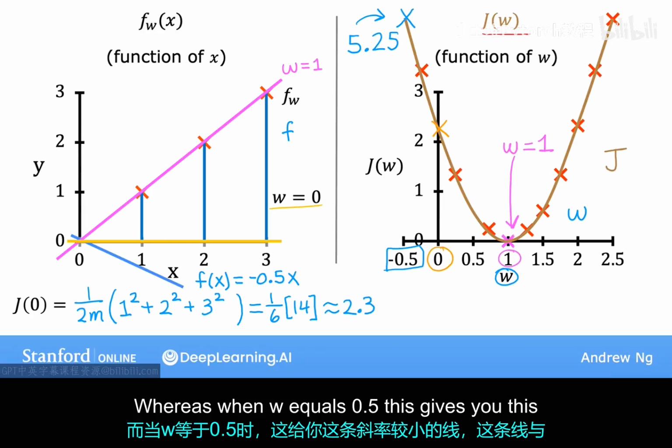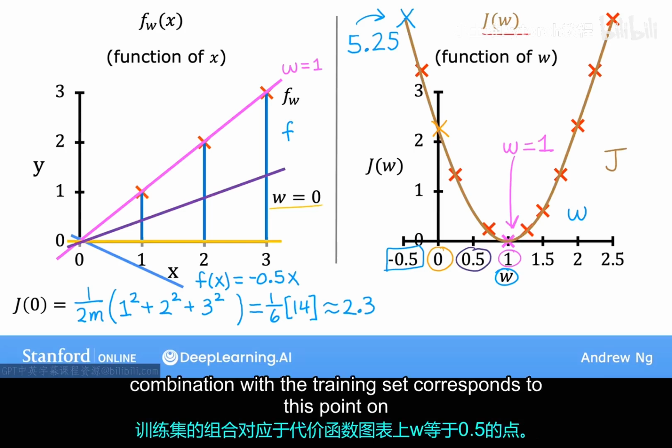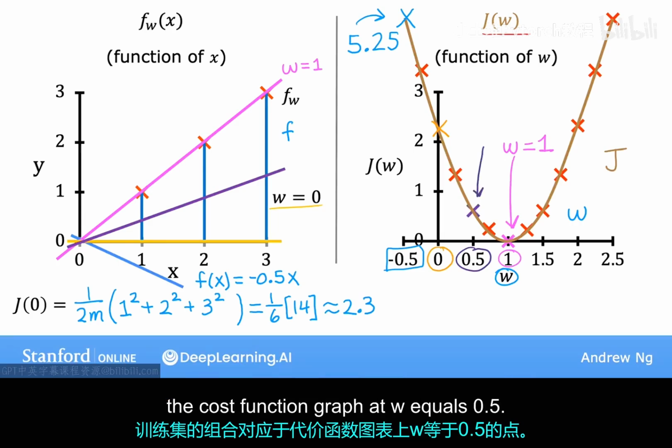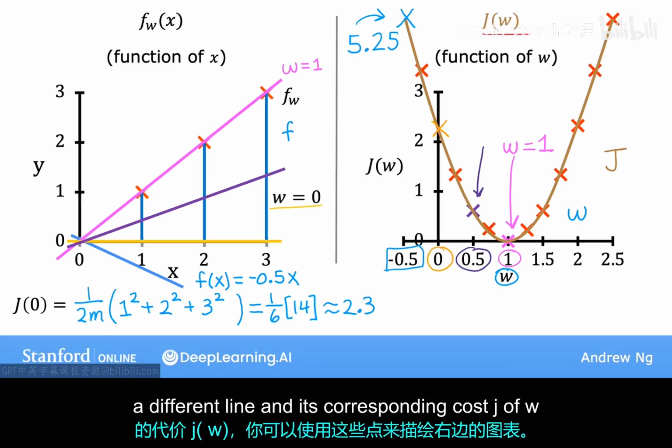Whereas when w equals 0.5, this gives you this line, which has a smaller slope. And this line, in combination with the training set, corresponds to this point on the cost function graph at w equals 0.5. So for each value of w, you wind up with a different line and its corresponding cost J of w. And you can use these points to trace out this plot on the right.